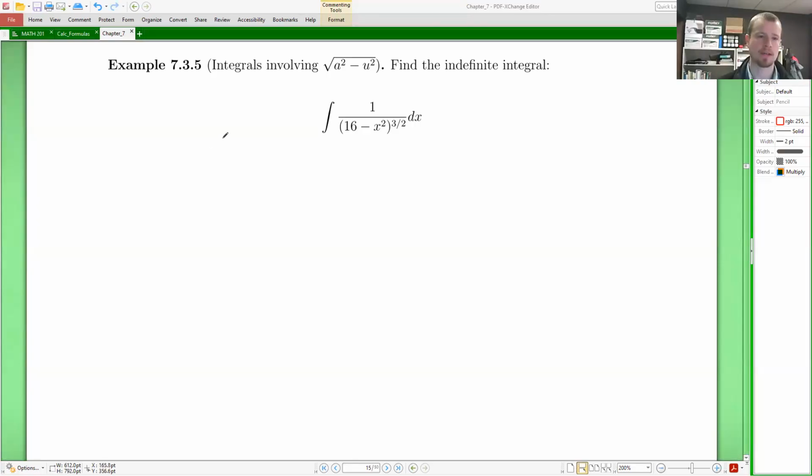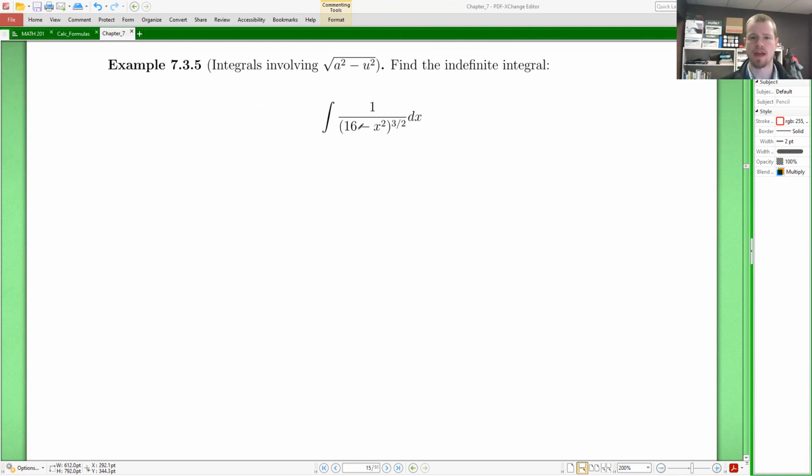Welcome to the office. We want to continue taking a look at trigonometric substitution. So now that we know what to do when we encounter various radicals, we want to go ahead and use that. So here we have a situation where it's the square root of a squared minus u squared.